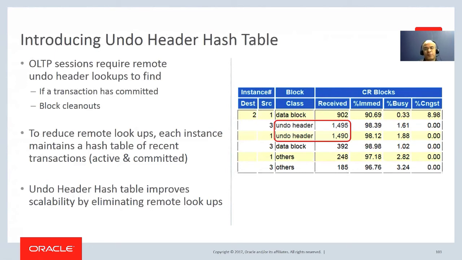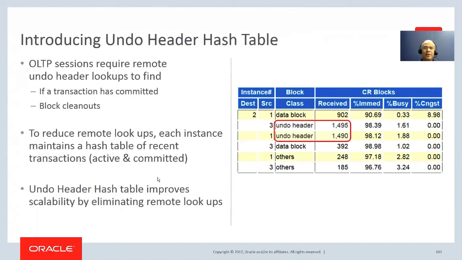In 12.2, we have an optimization, which we call the undo header hash table. On every node, we have a hash table, and that hash table is updated by everybody when they insert, update, or commit. Once that commit is done, this hash table is used to look up these things. That means we have to send fewer messages, and therefore we can be much faster.